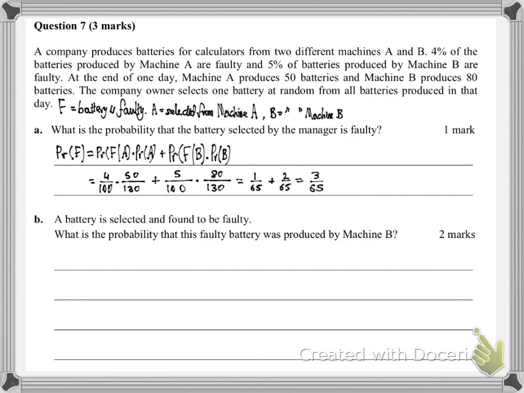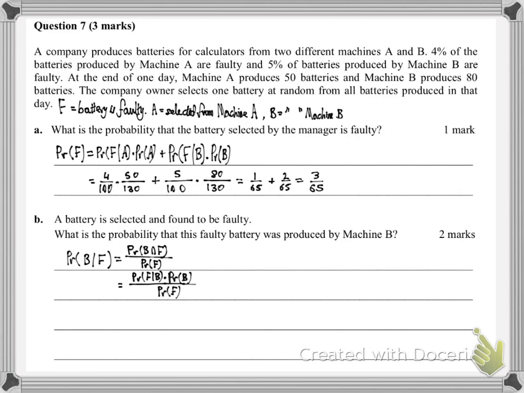Next bit, a battery is selected and found to be faulty. So we know now faulty has occurred. That's like a condition. Okay? What's the probability that the faulty battery was produced by machine B? So we want B given faulty. So we've got to find the intersect of the event and divide by the probability of what's given. There's the conditional probability formula.